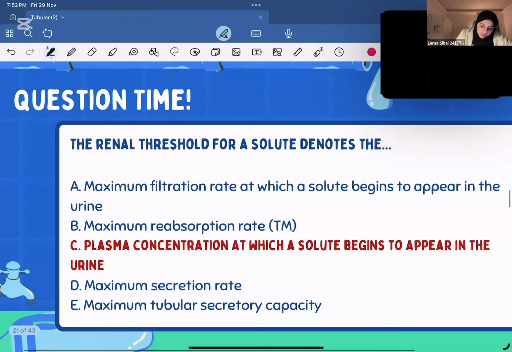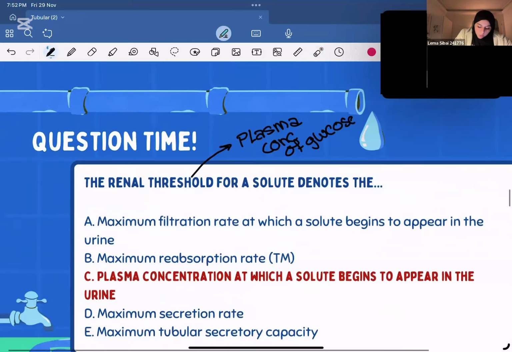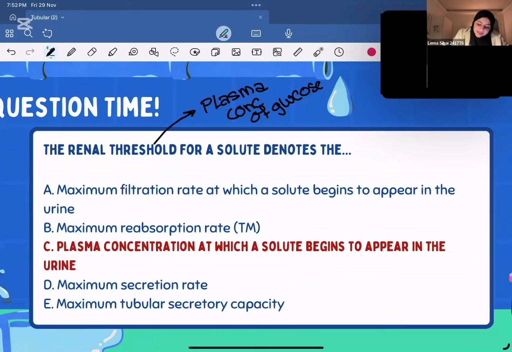I'm going to write this over here. This means plasma concentration of glucose, not the filtration rate. Why is it not B? Because maximum reabsorption rate is literally just transport maximum. We already talked about this before.